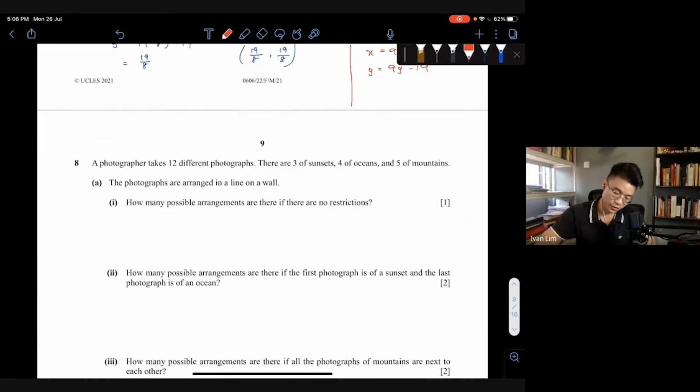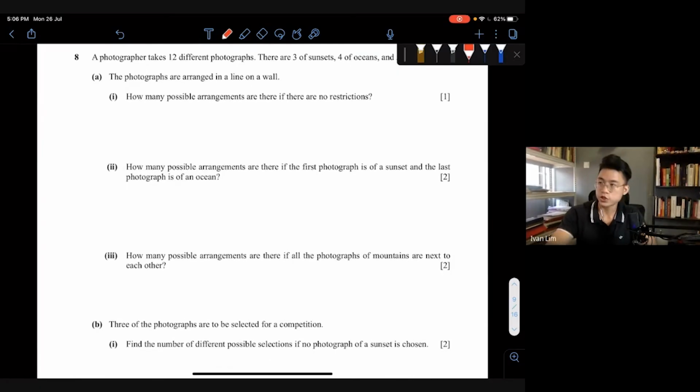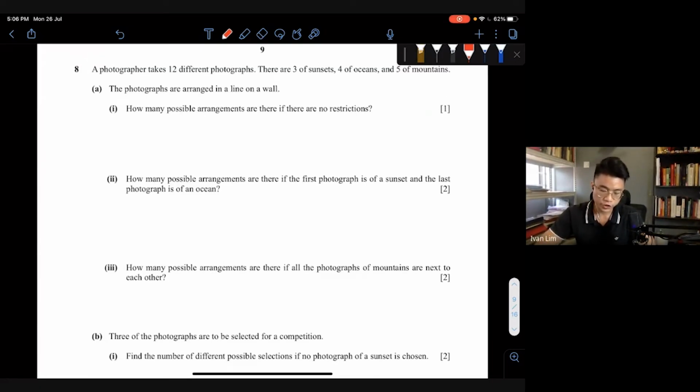Okay, good. Question 8. A photographer takes 12 different photographs. There are 3 sunsets, 4 oceans, and 5 mountains. The photographs are arranged in a line on a wall. How many possible arrangements are there if there are no restrictions?